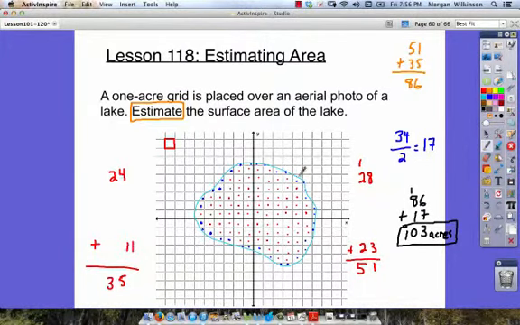Now, just as a note, when we counted each one of these blue ones as half, it's true that each one of those blue ones definitely is not exactly half of a square unit or a 1-acre plot in this grid. But if we were to look at a big one and a small one, they would average out to about 1 whole acre. So if we assume they're both half, it works out for our math in the end.